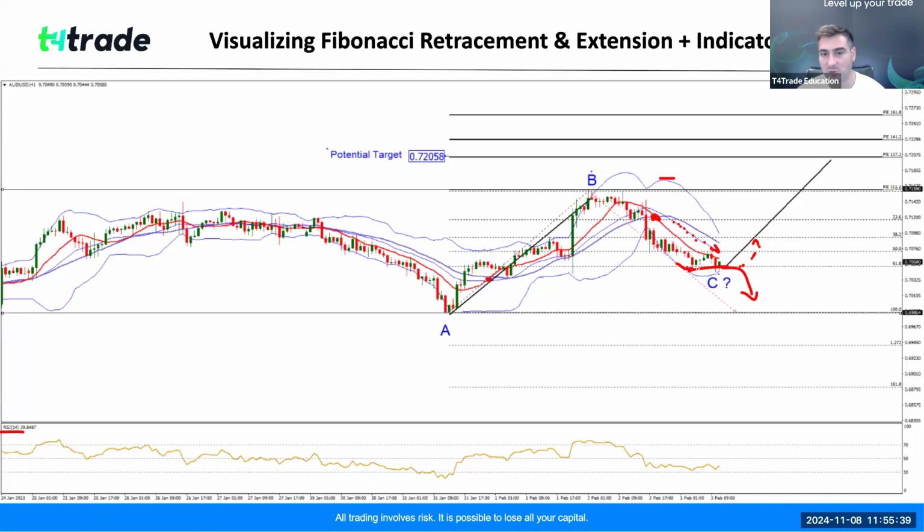We have found some sort of temporary support there, which is contrary to what the technical indicators are telling us. But at the end of the day, whom to believe, we don't know.